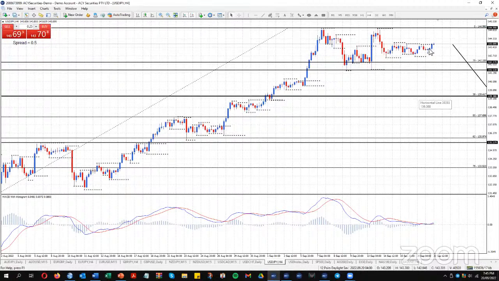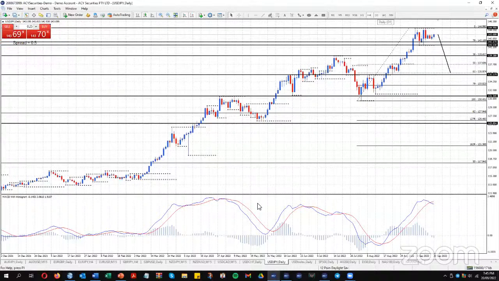All right. So very sideways. So we're just going to have to wait. But structurally, we're maybe at the end of the weekly move there, and we could be looking for a retracement down. Just have to wait for price action to start to confirm.